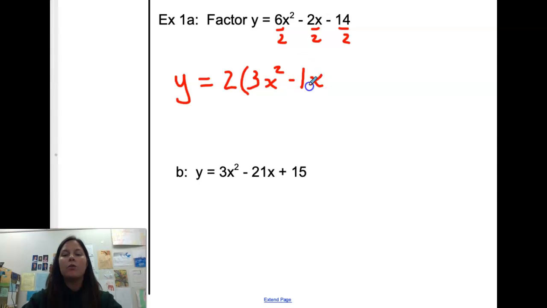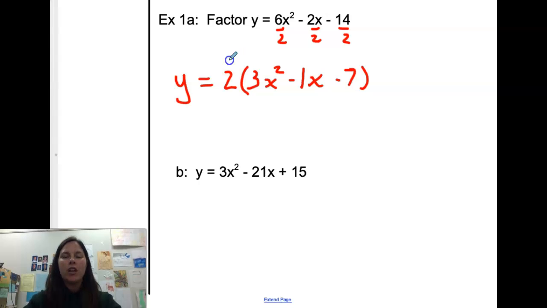If you're one of those who really needs to organize your work by putting a 1 there, please go ahead and do so. If you're one that understands multiplying by 1 doesn't change anything and we can simplify that, I would rather not see the 1. And 14 divided by 2 gives me a 7.